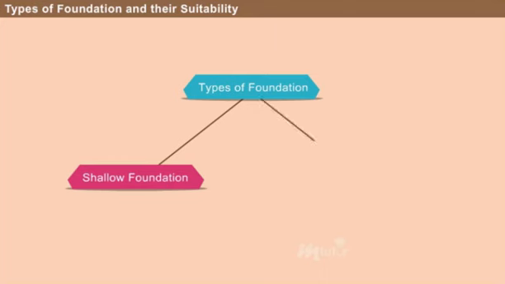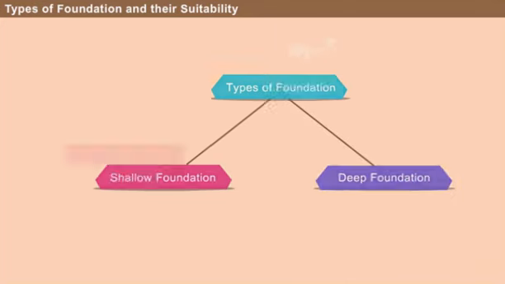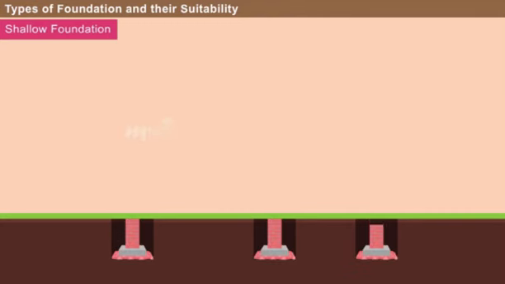Types of foundation and their suitability. Foundations are of two types. They are shallow foundation and deep foundation. First, we shall discuss the shallow foundation. Shallow foundations are those constructed near the ground surface. Normally, the depth of this foundation is less than its width or less than 3 meters.